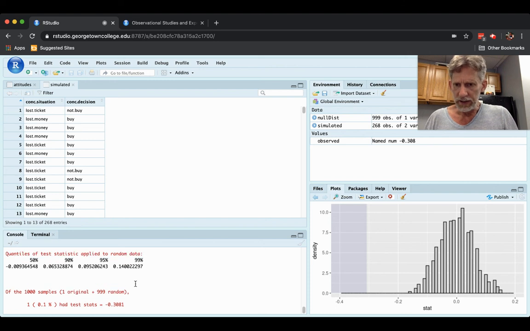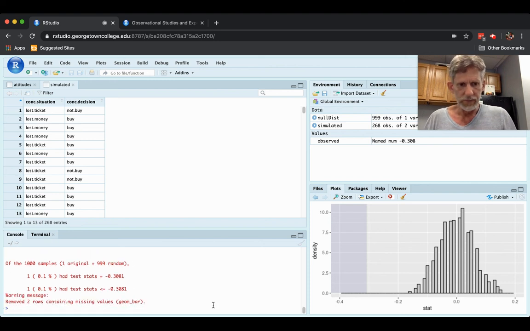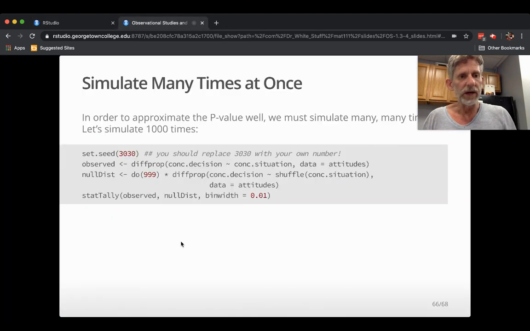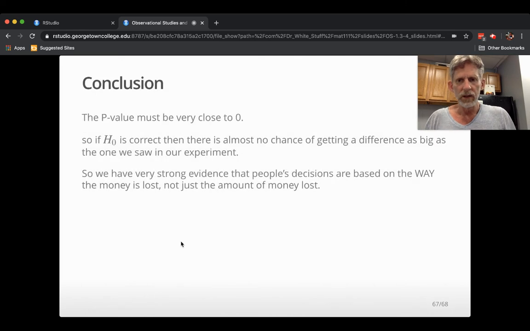And again, it looks like we got a slightly different looking histogram here. We were getting slightly different results, but only once did we ever have a 30.81% or bigger difference. So I'm thinking that the p-value is very small, very close to 0. So think about this. If the null hypothesis is correct, there's almost no chance of getting a difference as big as the one that we saw in our experiment.